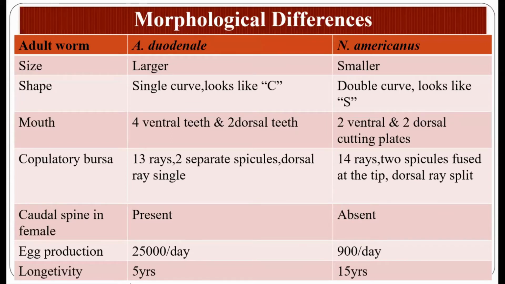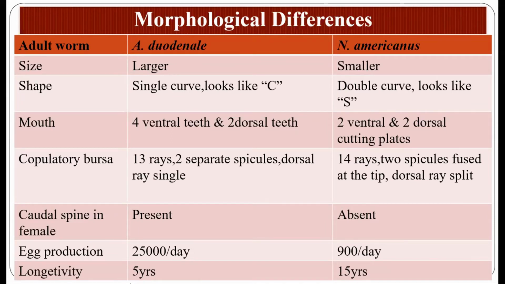Copulatory bursa is present only in the adult male worms of Ancylostoma duodenale and Necator americanus, while this copulatory bursa is completely absent in the adult female worms. In the adult male worm of Ancylostoma duodenale, there are 13 rays and 2 separate spicules, and those spicules are bifurcated in the caudal regions. And there is a single dorsal ray in the copulatory bursa of Ancylostoma duodenale, which is the male worm.